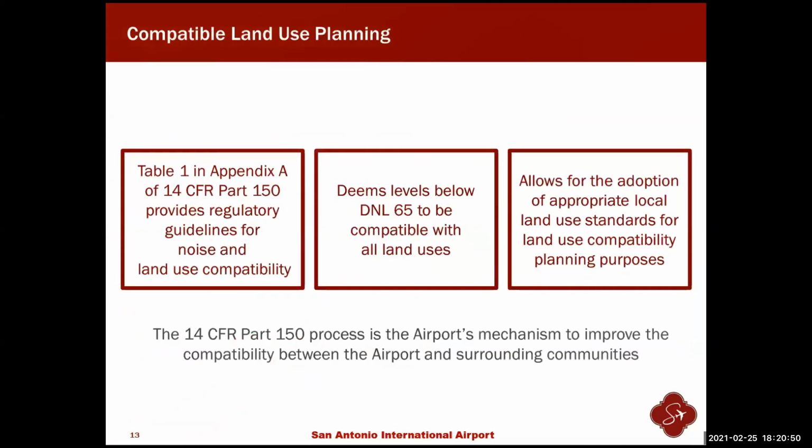Regulatory guidelines for noise and land use compatibility are included in Table 1 of Appendix A of 14 CFR Part 150. The FAA has established DNL 65 as the significance threshold for noise-sensitive land uses such as residential, places of worship, and schools. All land use types located outside of the DNL 65 contour are considered compatible for the purposes of 14 CFR Part 150.